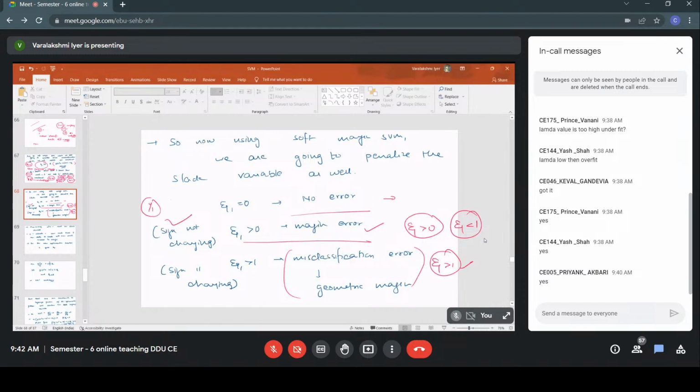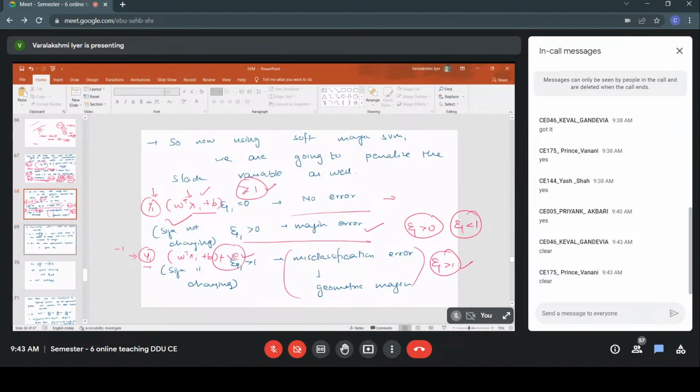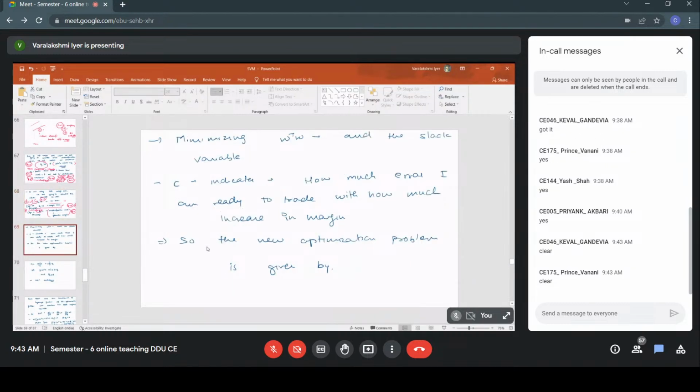That is, yi will have the same sign as W transpose xi plus b. But in the misclassification case, the signs will be changing. For example, yi may be minus 1, but your W transpose xi plus b may be a positive value, right? Misclassification. If you remember, in the case of the hard margin constraint, we had seen that yi and W transpose xi plus b will always be of the same sign, and then and only then you will get a value greater than or equal to 1. Okay, up to this, everyone is clear? Yes or no? Is anybody having any doubt? Okay, so now I suppose everyone is clear up to this.